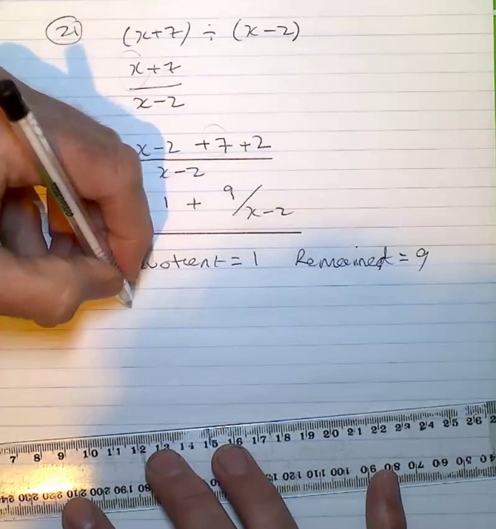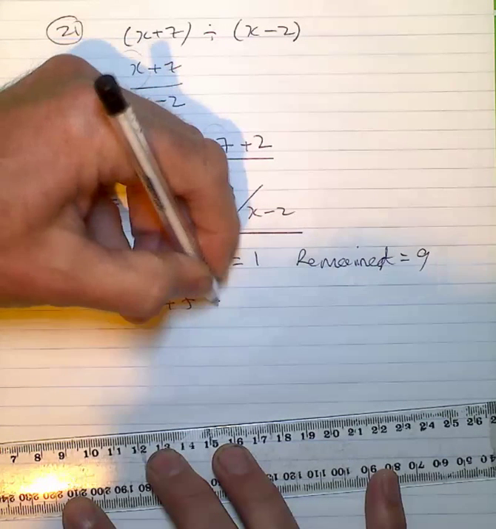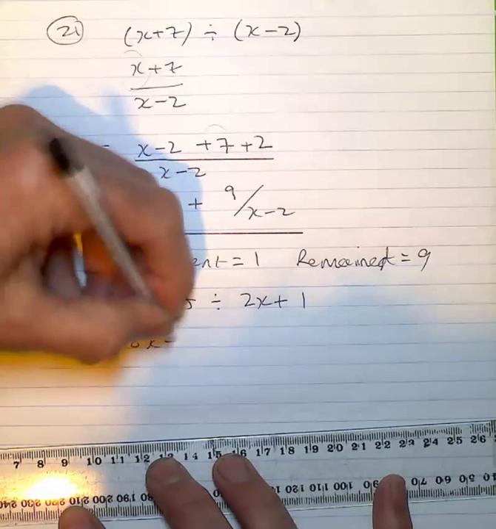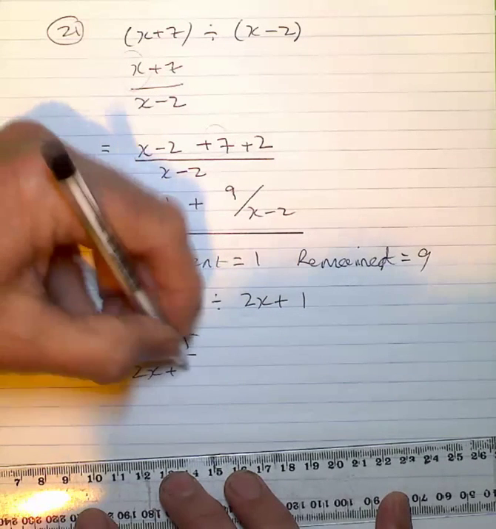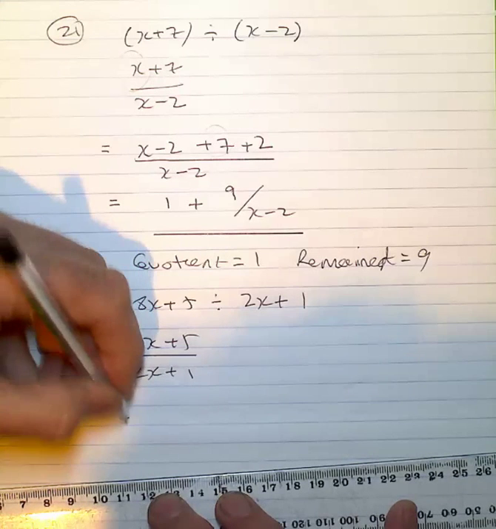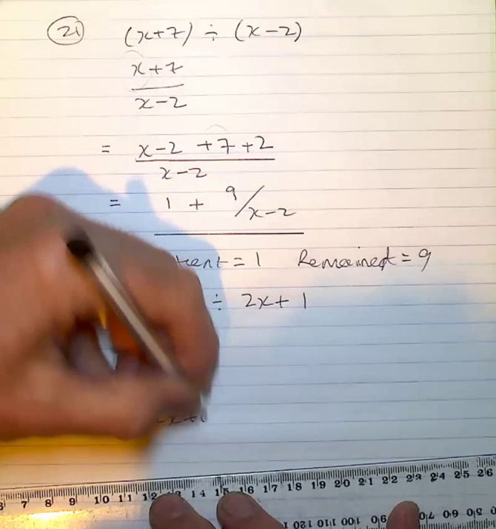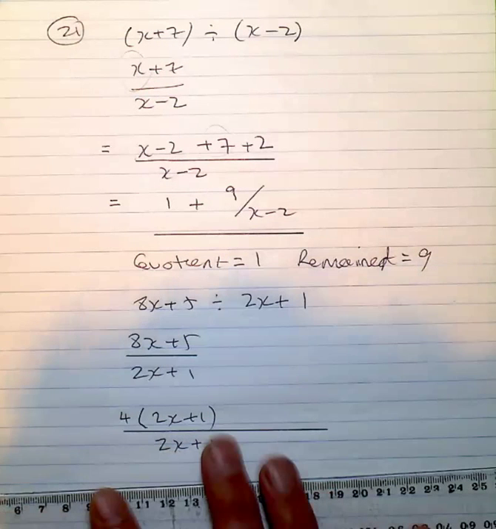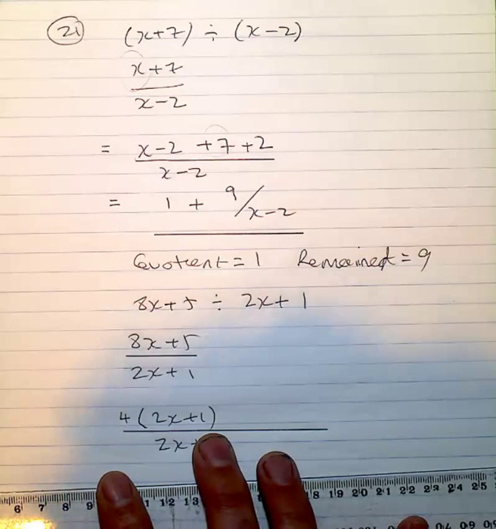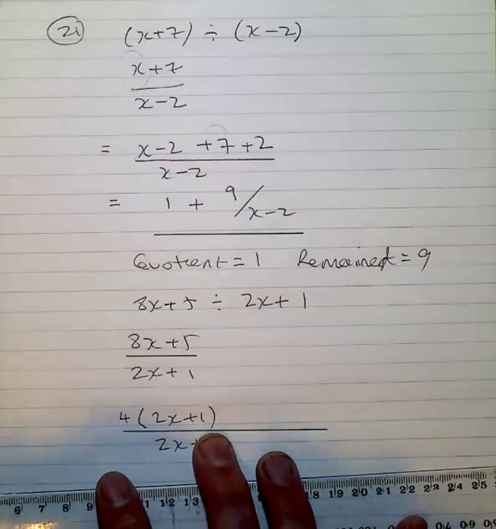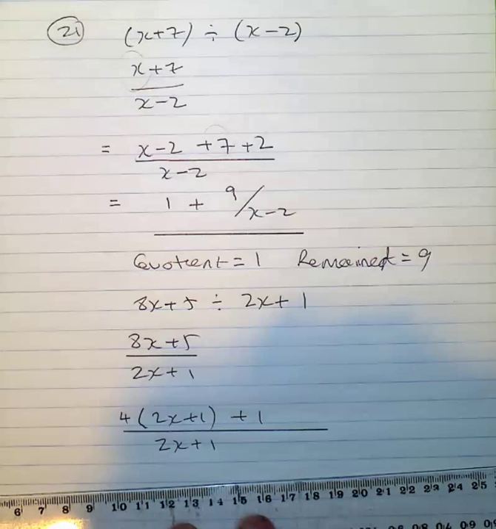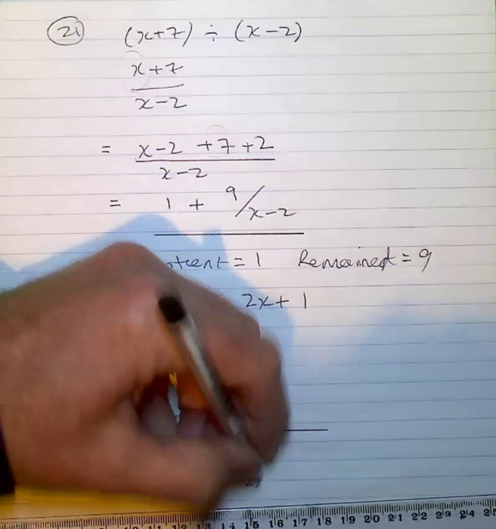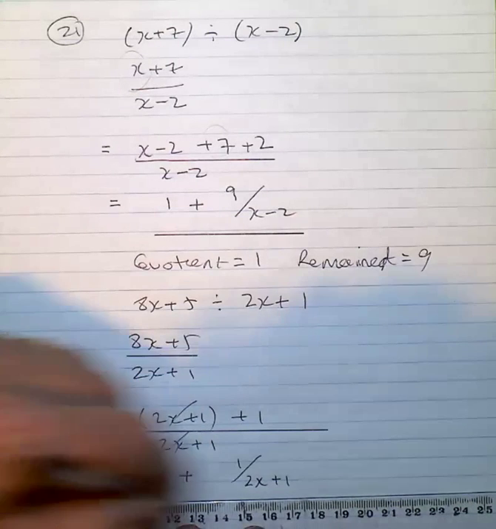Now in the next part, you've got 8x plus 5 divided by 2x plus 1. Now when I write that one, you only need on the top line 4 lots of 2x plus 1 to give me the 8x. And when I expand that, that's plus 4. So in other words, I needed another 1 to make the 5. So cancel, cancel. That gives me 4 plus 1 divided by 2x plus 1 as my remainder.